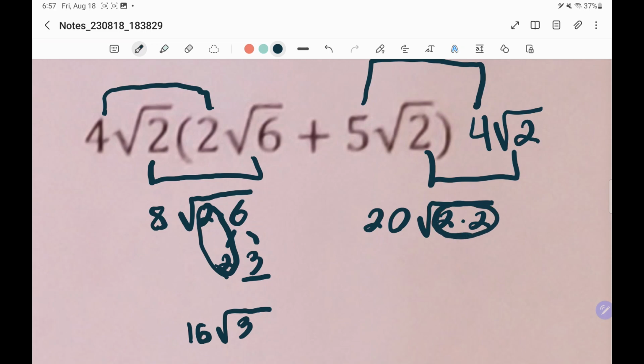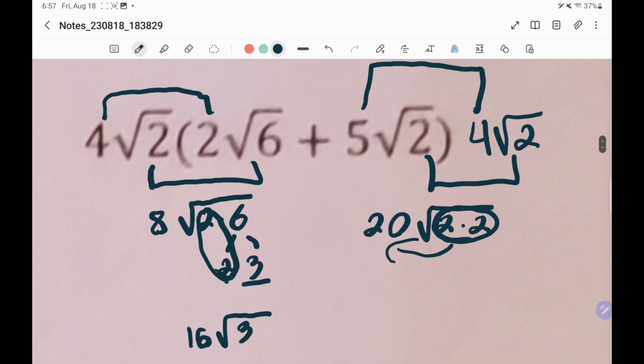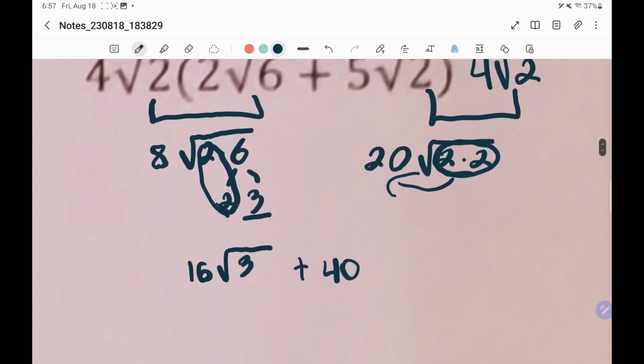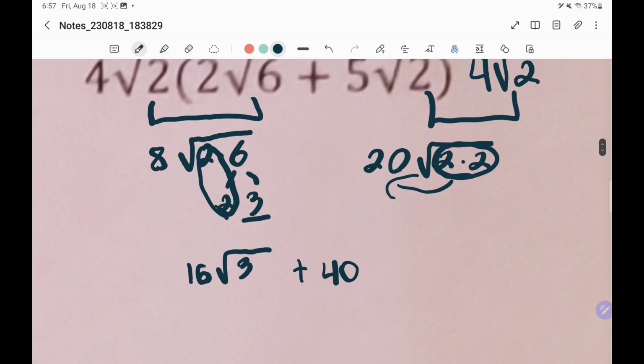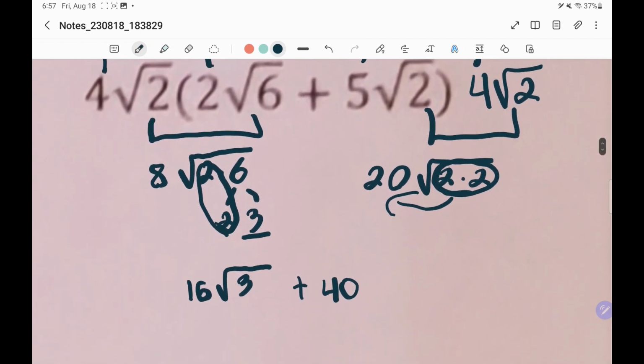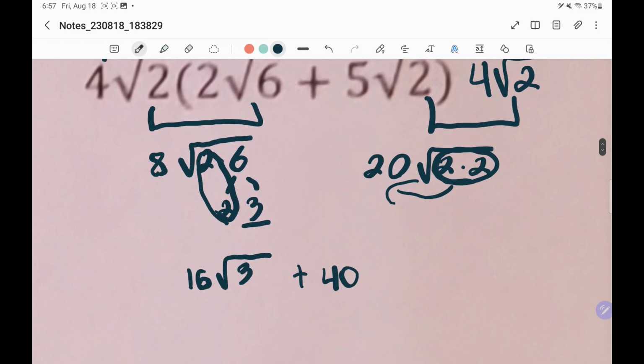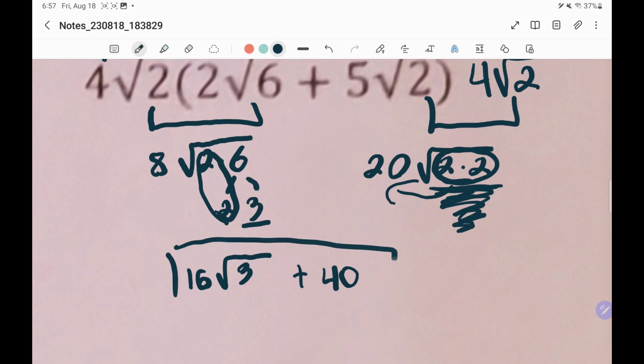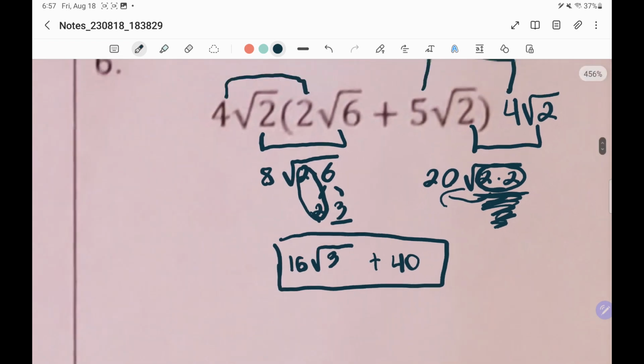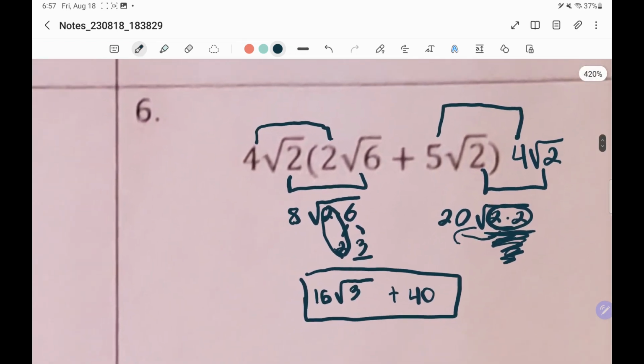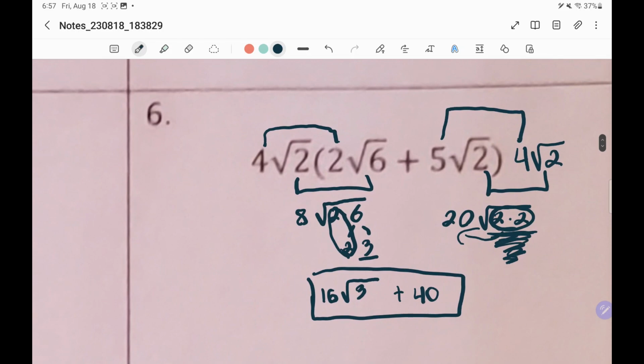What do you think is going to happen with the group? It's going to go on the outside, so it's going to be plus 40, right? Because 2 times 20, that took me a while. I'm kind of tired, so 2 times 20 is 40. Now I'm not going to write my radical because if you notice, I don't have any remainders. If you don't have any remainders, your radical disappears. So my answer is going to be 16 square root of 3 plus 40. Okay, I know this one looks a little weird, but that's how we're going to do it.